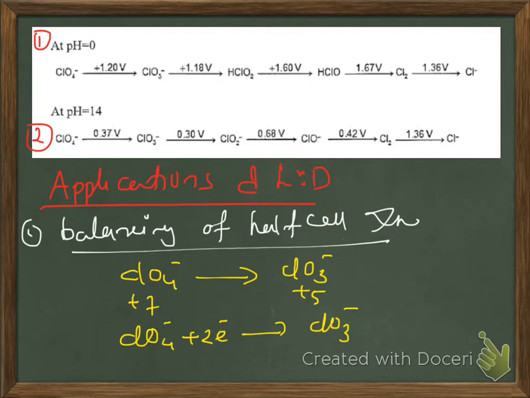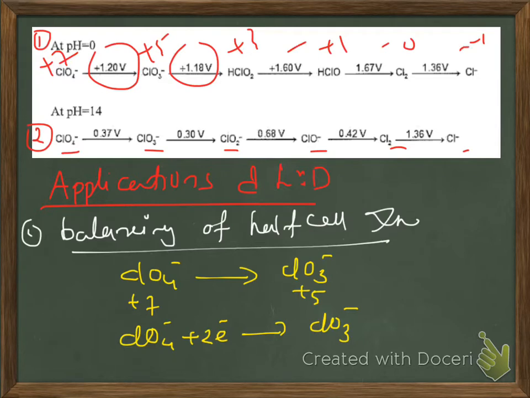As far as chlorine is concerned, the highest possible oxidation number is +7 and the lowest one is -1, which you have studied in representative elements of 5th semester. So we can write +7 at first, then +5, then +3, then +1, 0 and -1. In the same way, that is true here also. Corresponding potentials are also represented here. In basic medium also you can see the corresponding potentials.